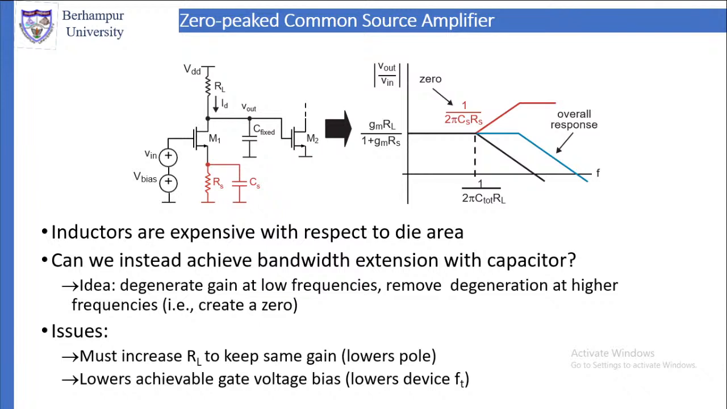Now let us consider the zero peaked common source amplifier, because we do not want peaking. So the best thing is to go for zero peaking. So zero peaked common source amplifier. Let us consider it. This circuit diagram shows you a zero peaked common source amplifier.